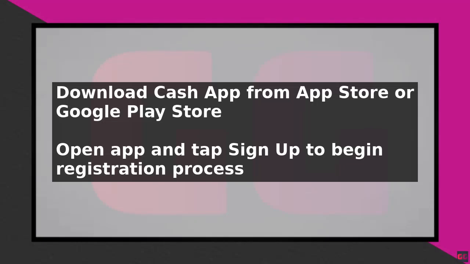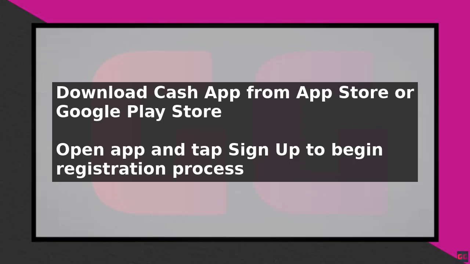To create and use Cash App in the UK, start by downloading the app from the App Store or Google Play Store. Once downloaded, open the app and tap on Sign Up to begin the registration process. You will be asked to provide your phone number or email address, and then create a password for your account.